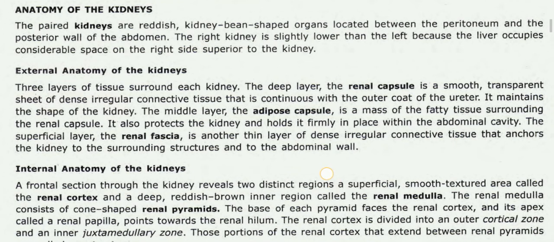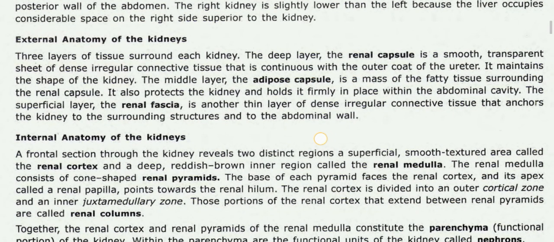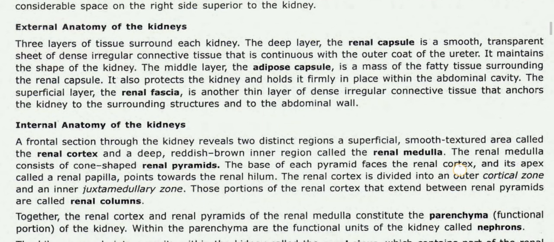Then external anatomy of the kidney. Three layers of tissue surround each kidney. The deep layer, the renal capsule, is a smooth, transparent sheet of dense, regular connective tissue that is continuous with the outer coat of the ureter. It maintains the shape of the kidney.